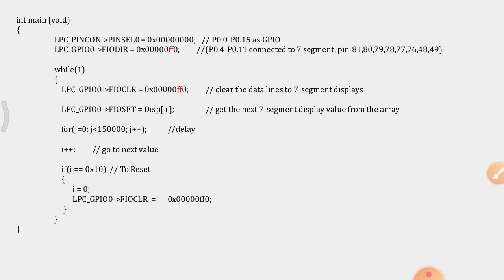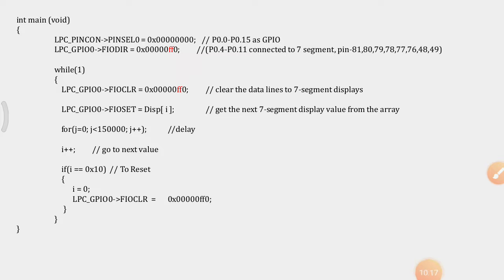It will enter into this if condition, and i will be made 0, and all the port pins are made 0, cleared. And again it goes back and starts displaying from 0, 1, 2, 3 up to F, and again it goes to 0. So this goes on repeating.